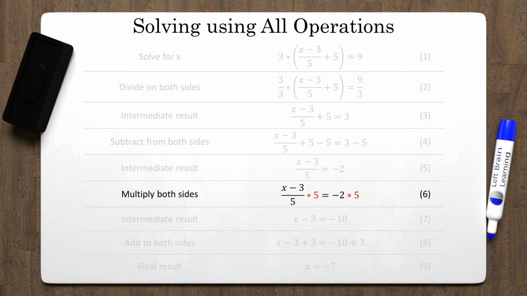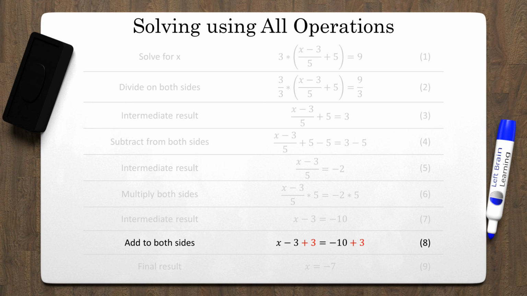On the left-hand side, the 5 in the numerator and the 5 in the denominator cancel to 1, leaving us with just x minus 3. On the right-hand side, we'll have the negative 2 times the positive 5 equaling negative 10. So our intermediate result now is x minus 3 equals negative 10.